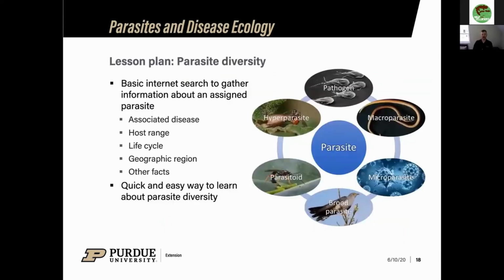Okay, so this brings us to the lesson plan. What we've developed is this idea of thinking about parasite diversity. Students can, in groups or individually, do a basic internet search on parasites that you assign to them. They can look for things like the disease that's caused by that parasite, the host range, the life cycle, the geographic range, and other random facts they can find about that parasite, and they can present that to the entire class. This is a really quick and easy way to learn about parasite diversity and the fascinating world of parasitology as well.